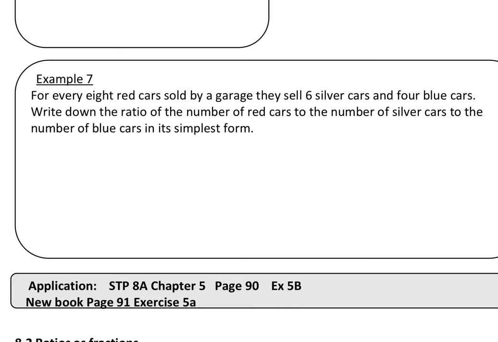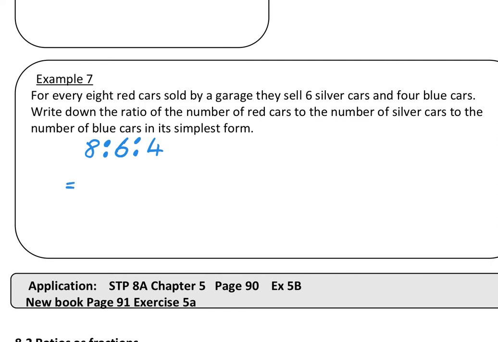Our last example says, for every 8 red cars sold by a garage, they sell 6 silver cars and 4 blue cars. Write down the ratio of the number of red cars to the number of silver cars to the number of blue cars in its simplest form. Okay, so we have got 8 red to 6 silver to 4 blue, and that really is it.